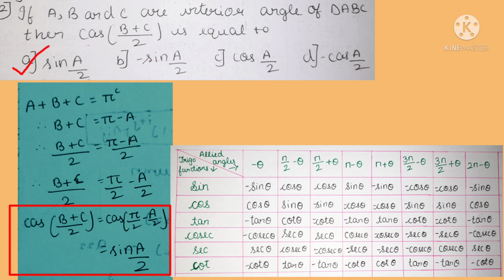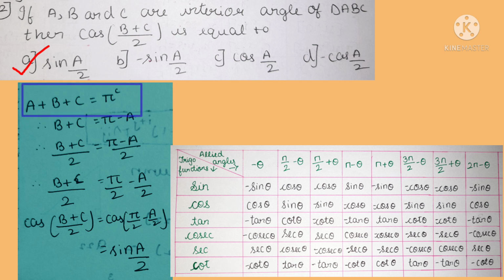The option will be A. They can ask in any of the trigonometric functions like sine theta, cos theta, tan theta, sec theta, cot theta, any of the trigonometric functions, but the formulas will be the same. That is nothing but A plus B plus C is equal to pi. We can substitute on the right hand side or left hand side, and with the help of the trigonometric functions of the allied angles we can find it. So the solution procedure will be absolutely the same. The thing is, the trigonometric function may differ in the question.